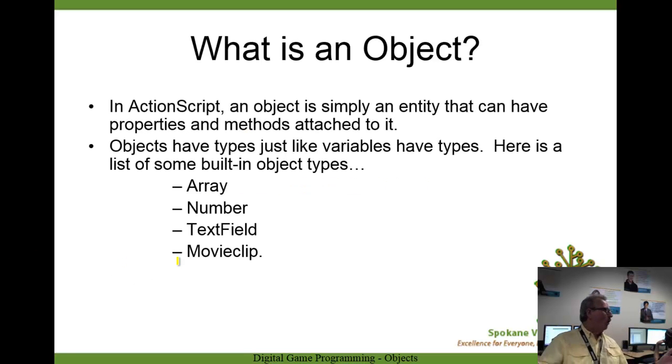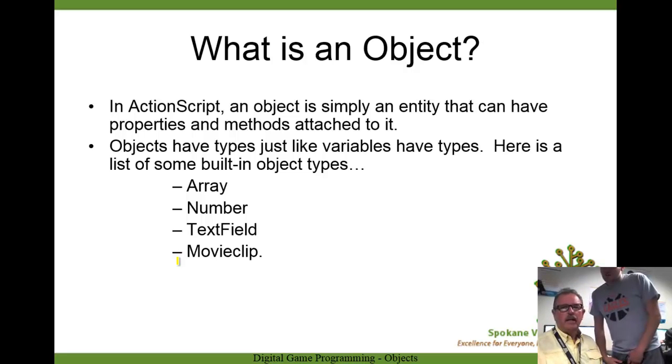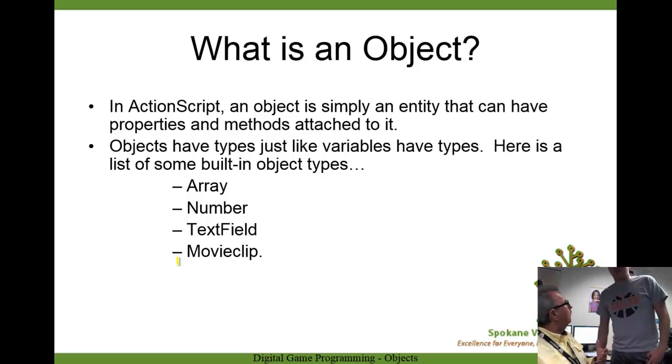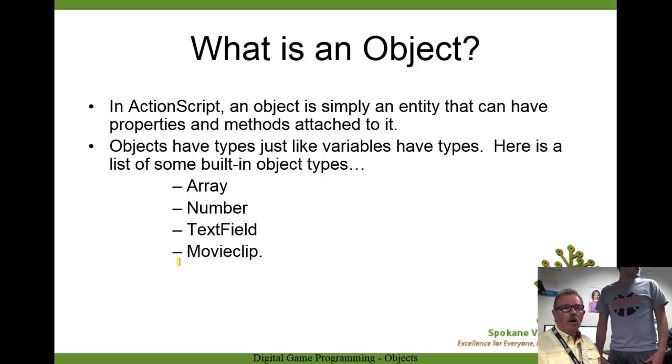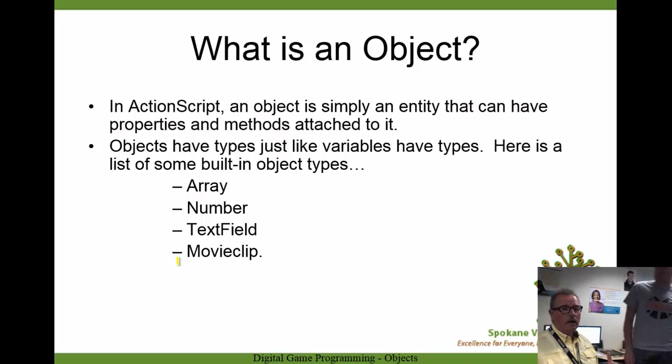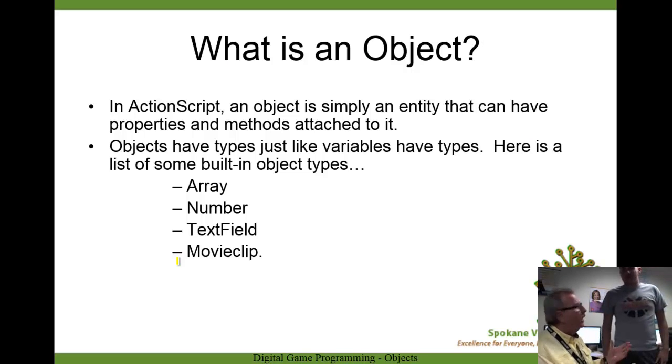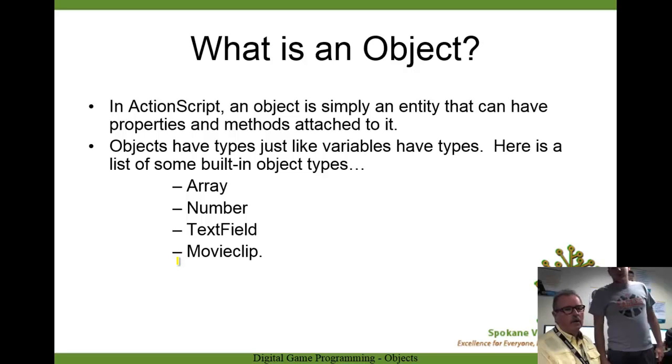All right, what's an object? Come on over here, Derek. Let's talk about what's an object, Derek? An object in ActionScript is simply an entity that can have properties and methods attached, right? Yeah, that's right. So objects have types. Like, I'm sure you have the types of people you like to hang around with, right? What are some of the types of people you like? People like John. John's a type for sure. But with objects, we have types like arrays, numbers, text fields, and movie clips. All right? Thanks, Derek.